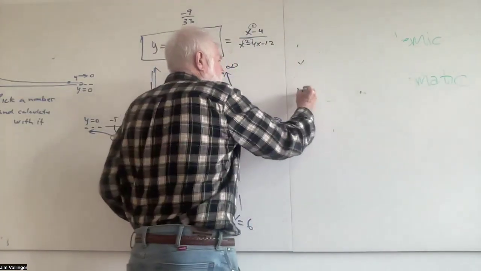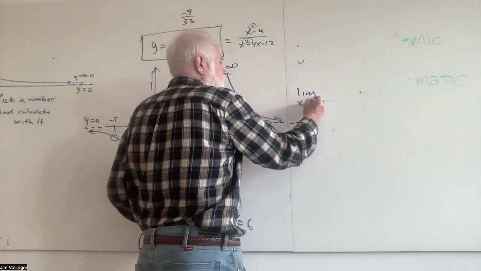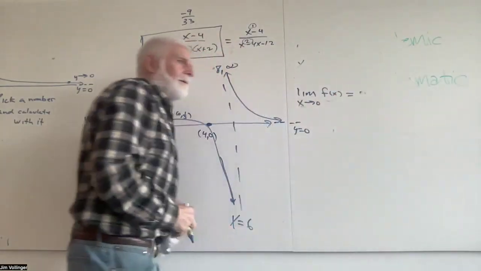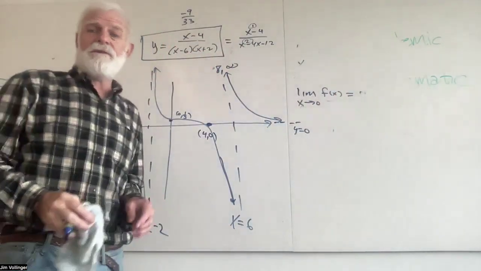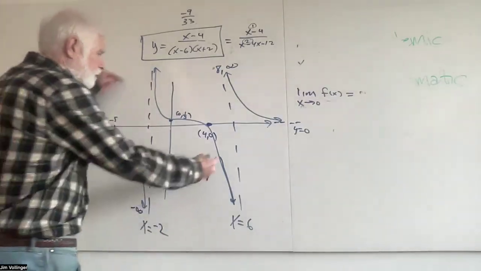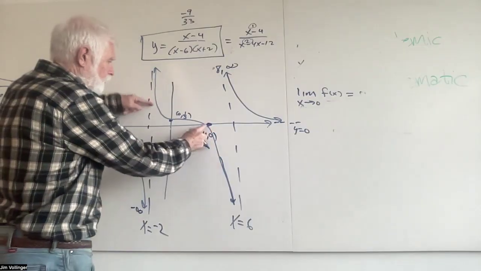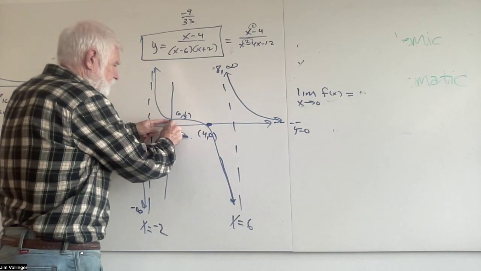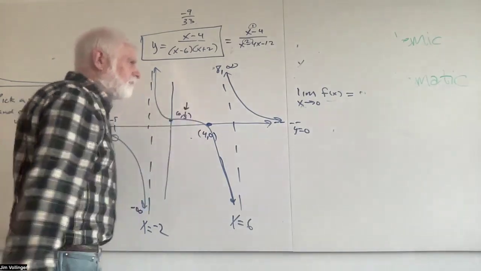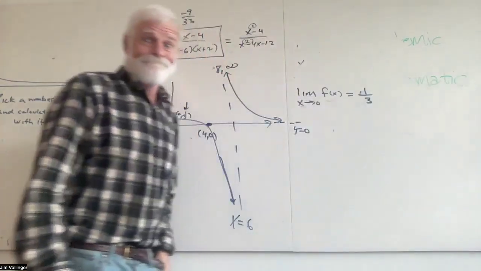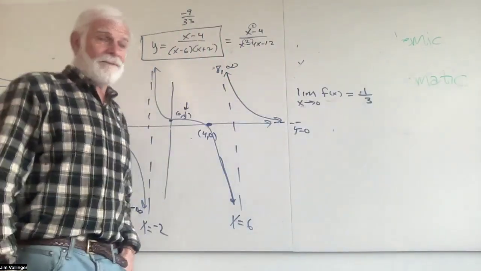How about the limit as x goes to 0 of f of x? Well, it's all about the y values I'm heading towards. Let's go at it from both directions. Boom, boom, boom, boom, boom, boom, boom. I'm moving towards 0 from both directions. I think I'm heading to a value of 1/3. Nothing too exciting about that limit.